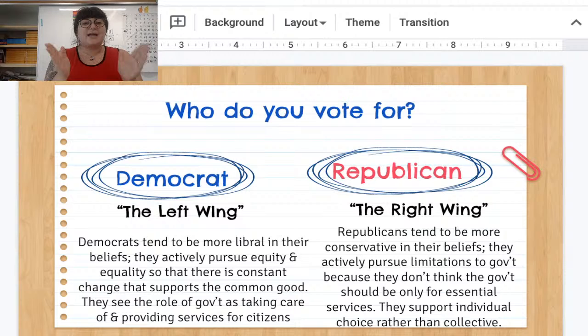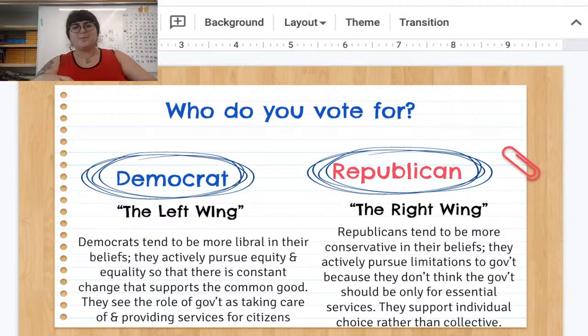The Republicans are known as the right wing. Okay. There's another nickname for the Republicans. Oftentimes you might have heard them called the GOP. GOP stands for Grand Ole Party. This has a lot of historical roots. We will pick this up another time, but that's something else that you might hear on the news.